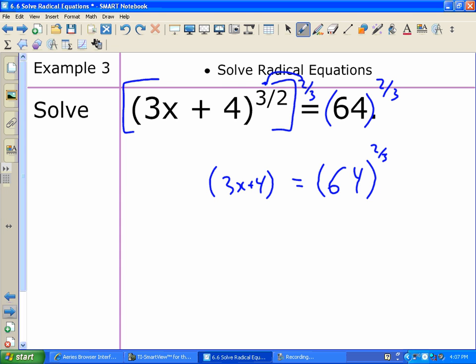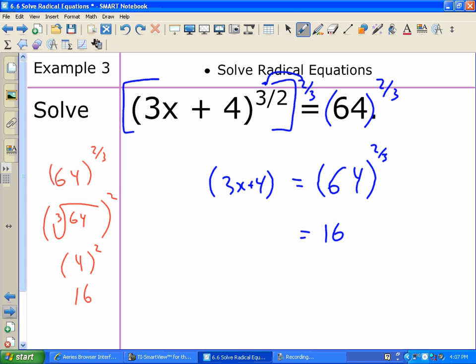You guys actually know how to simplify that. 64 to the 2/3 means the cube root of 64 squared. The cube root of 64 is 4. 4 squared is 16. So the right-hand side of my equation simplifies to 16. The left-hand side says 3x plus 4.